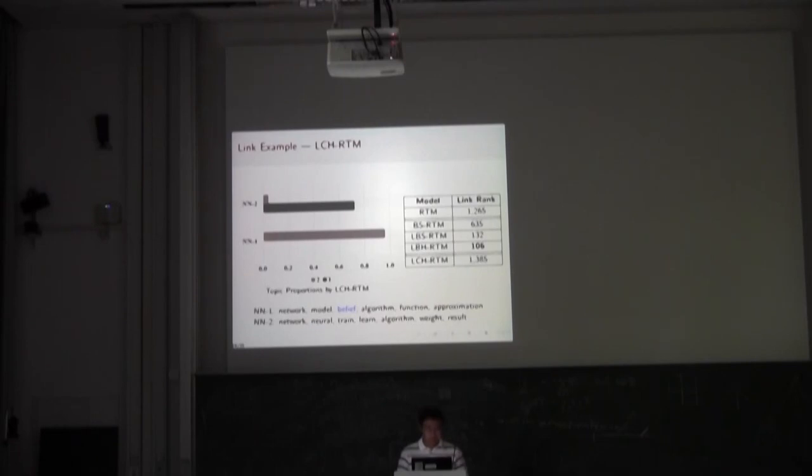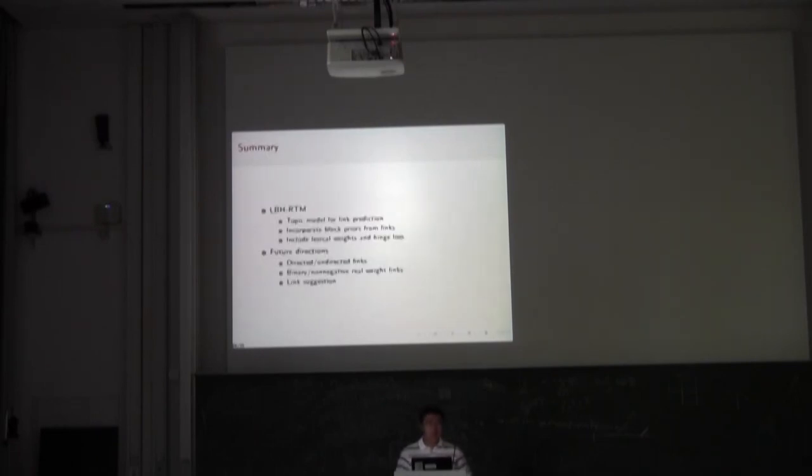Okay, finally to wrap up. In this paper, we propose a LBH RTM. It is a topic model for link prediction, and it is able to incorporate block priors from the links and include lexical weights and hinge loss in link prediction. And in the future, we are going to generalize this model to directed and undirected links and binary weights and non-negative real weight links. And we're also going to try some other tasks like link suggestions.